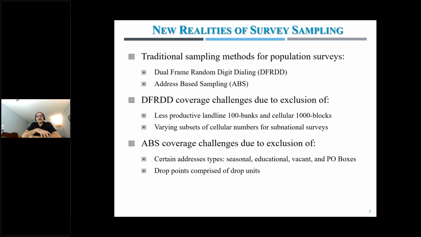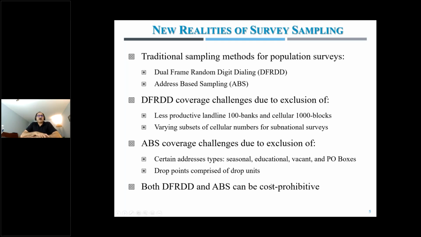And then there are other issues in terms of coverage, such as drop points that are comprised of drop units. Think of high-rises or gated communities where the delivery sequence file has information up to the point, but doesn't have specific address information for units that are behind that point.